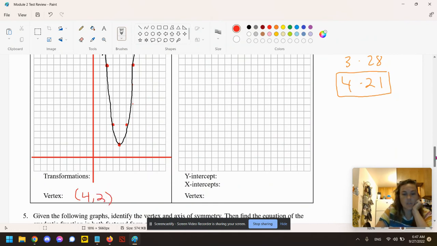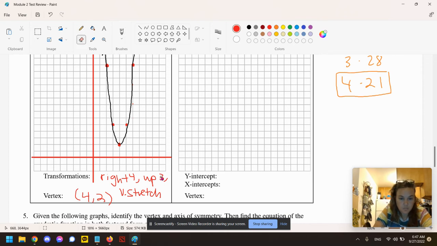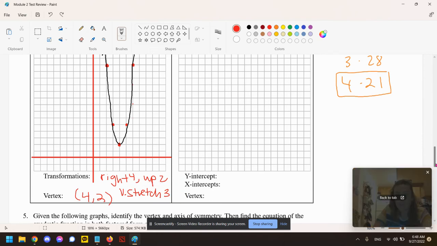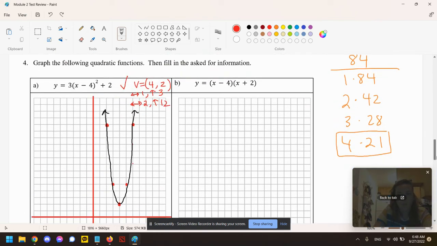Transformations are me saying, okay, from the original, this one moved over to the right by 4. It moved up by 2. And there was a vertical stretch by 3. The right and up are just saying where my vertex is, and my vertical stretch is saying how much I multiplied my over 1 up 1 stuff by.